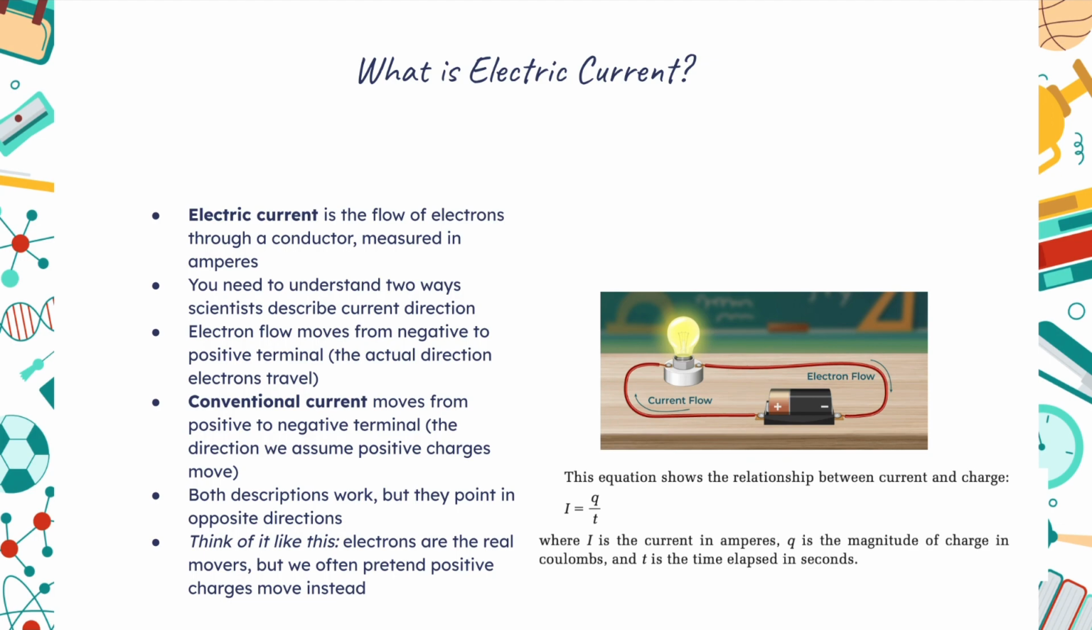Now, the equation that we use to calculate current is I equals Q over T, where I is the current that is measured in amperes. We usually give it a capital A. And then Q is the magnitude of the charge in coulombs, and T is the time elapsed in seconds. What we can see from this equation is that the larger the charge, the greater the current.